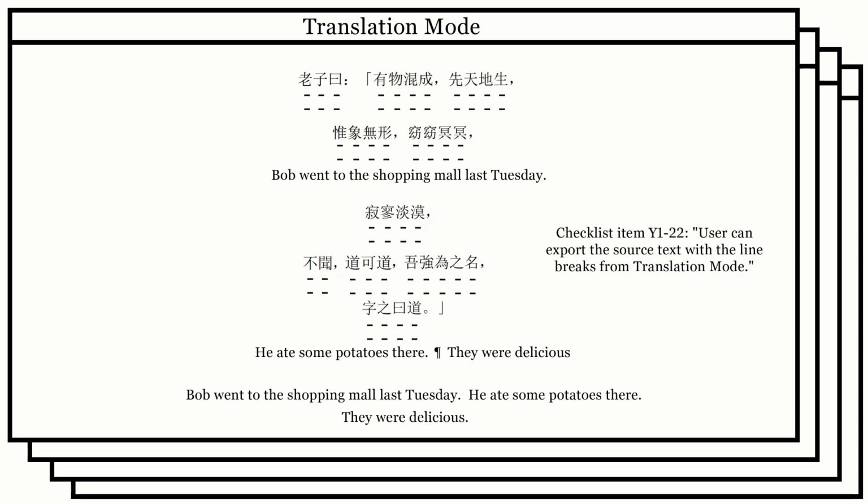Next item. Checklist item 1-22. User can export the source text with the line breaks from translation mode. Now that we've messed with the source text a little, let's suppose we want to have the new source text all by itself in a word processor.